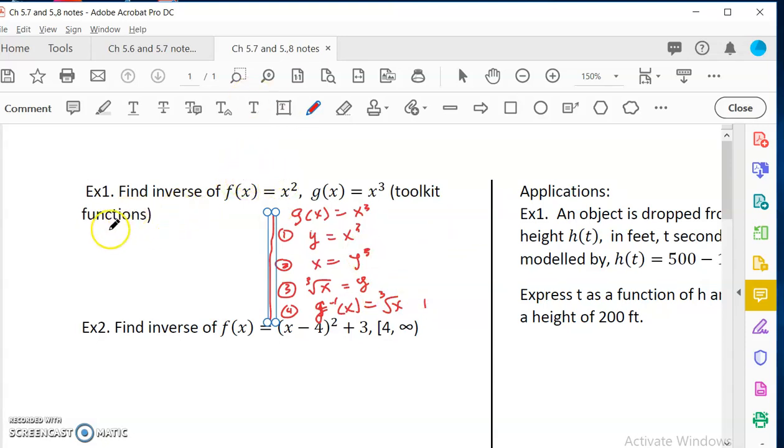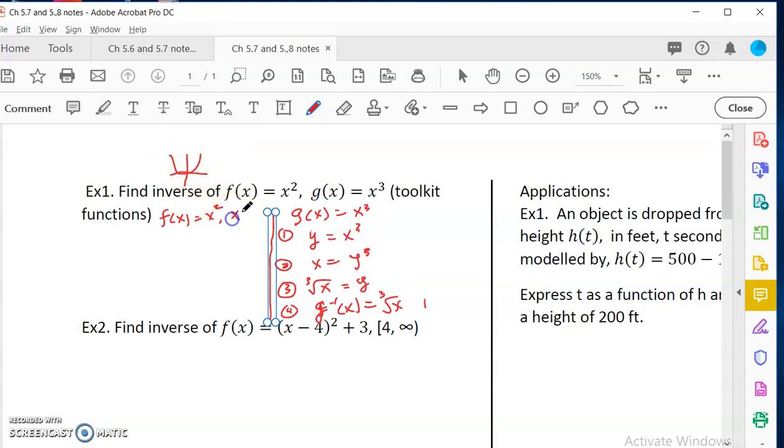Now what about f of x equal to x squared? I write f of x equal to x squared, and I think about, do I have to restrict the domain so that it becomes an inverse one-to-one function? Yes, because inverses are like this, right? So I have to get rid of part of it.